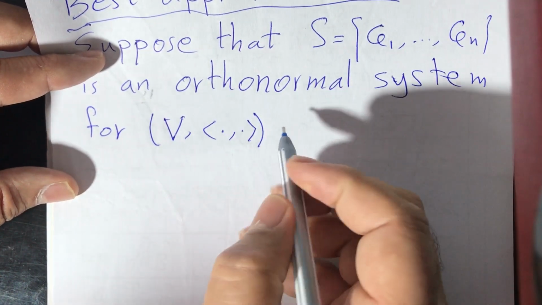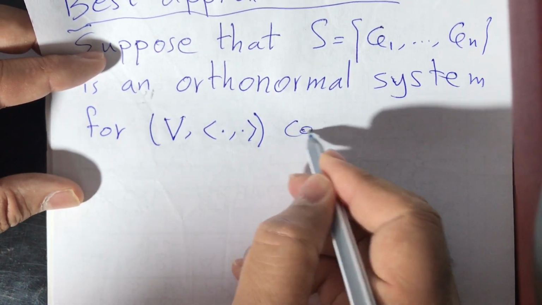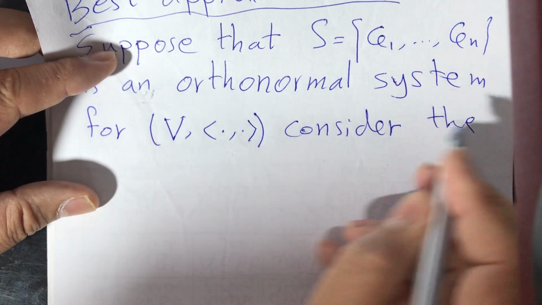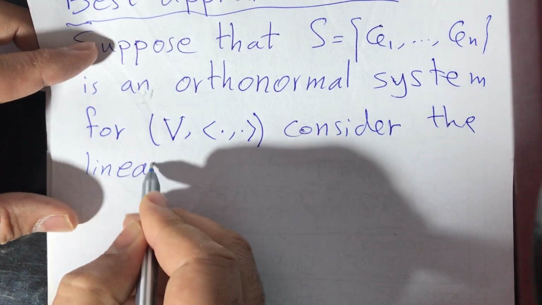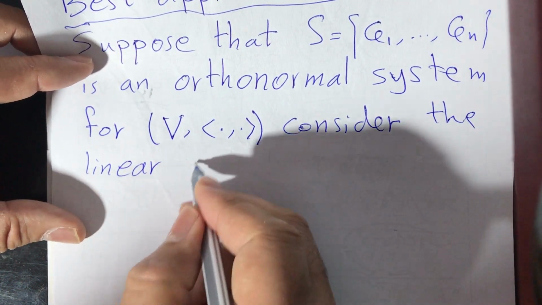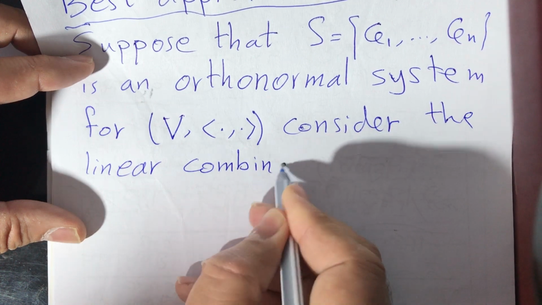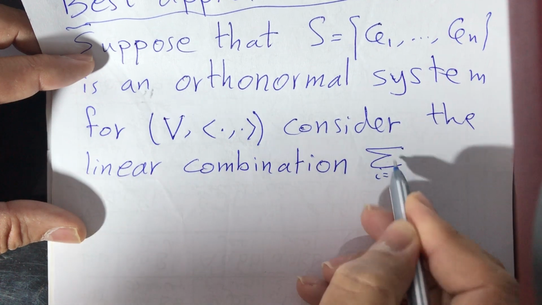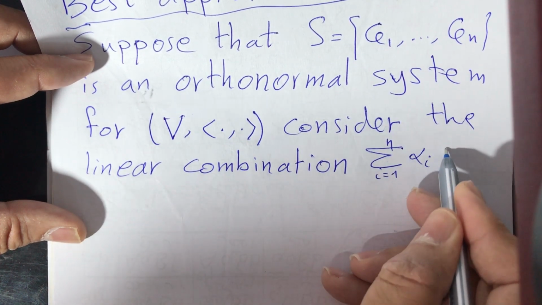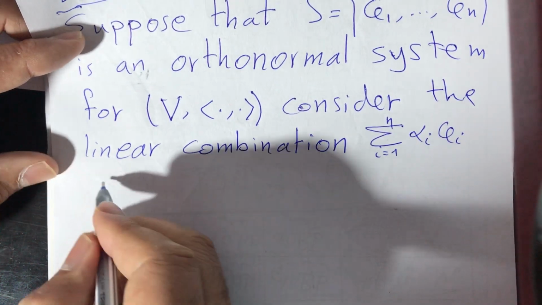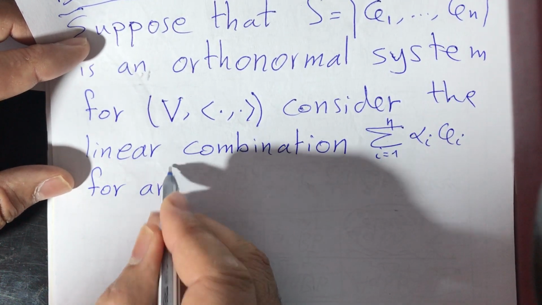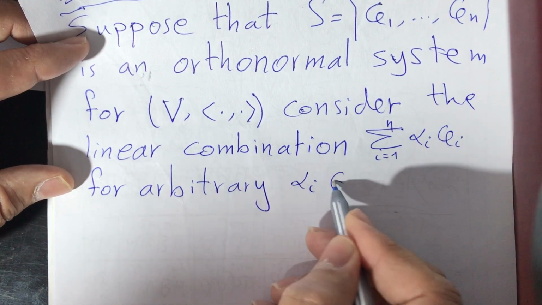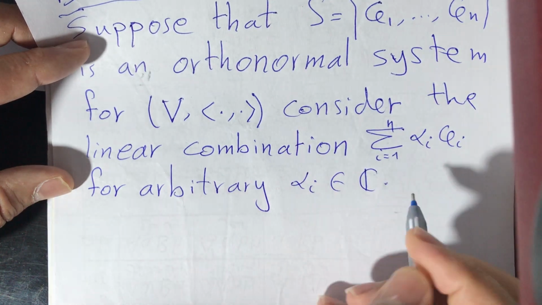Consider the linear combination, summation i from 1 to n alpha i phi i, for arbitrary alpha i belonging to the complex numbers C.